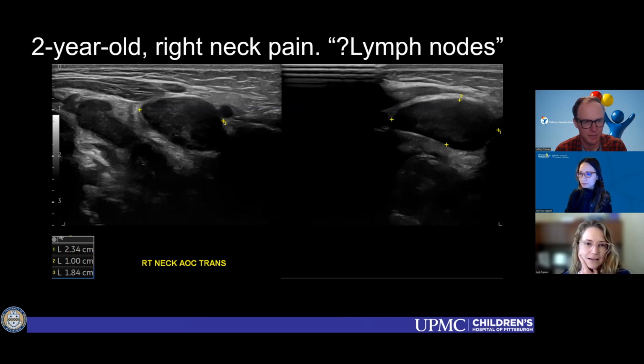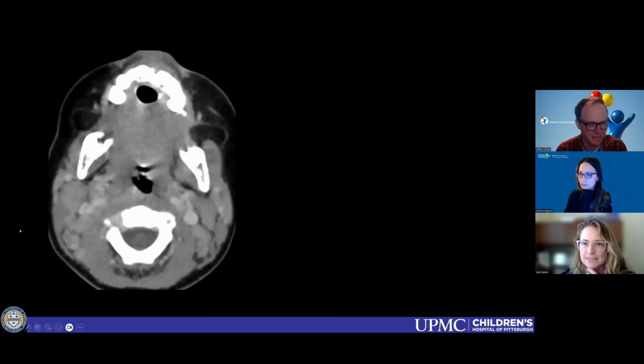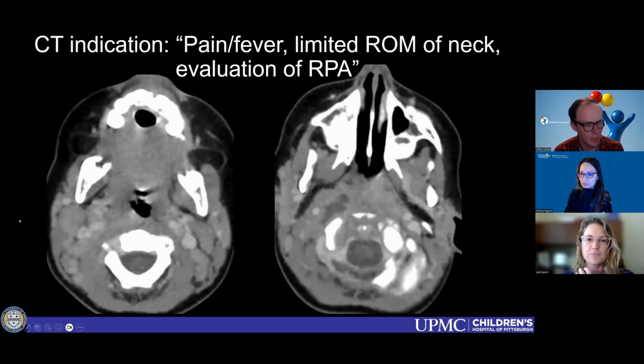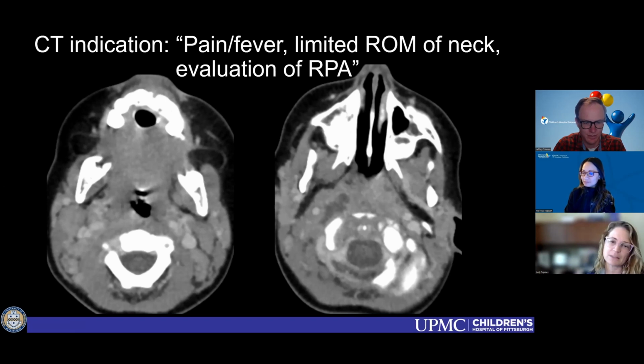But this kid, obviously we found lymph nodes. On the CT, of course, we saw cervical lymph nodes. But the CT indication was different from the ultrasound indication. The CT indication was pain, fever, limited range of motion of the neck, concern for retropharyngeal abscess. So of course they went to CT to look for the retropharyngeal abscess, which we did not look for at ultrasound. We just saw these big lymph nodes that they asked us to evaluate. And of course we were like, no, there's no fluid collection. There's no necrosis in these lymph nodes.